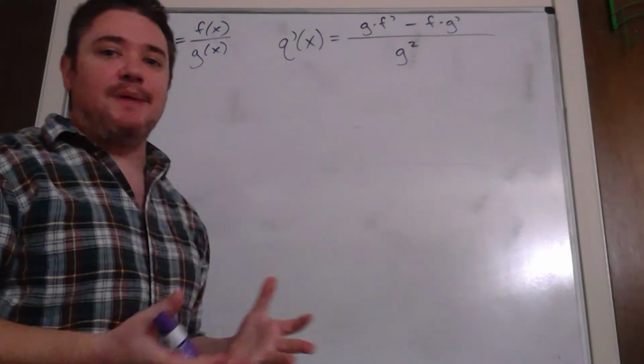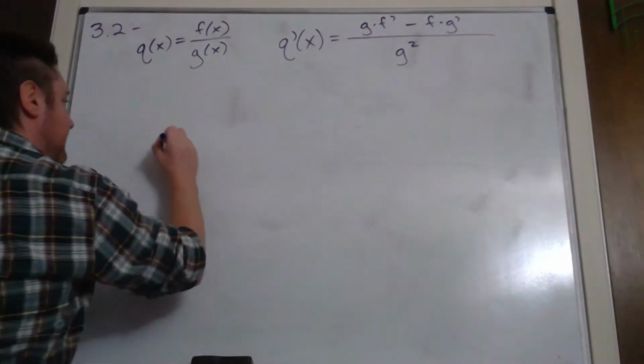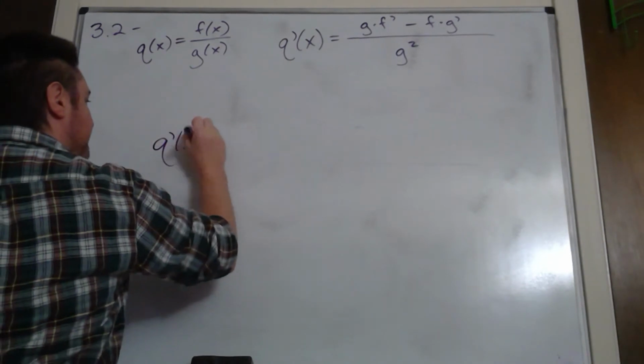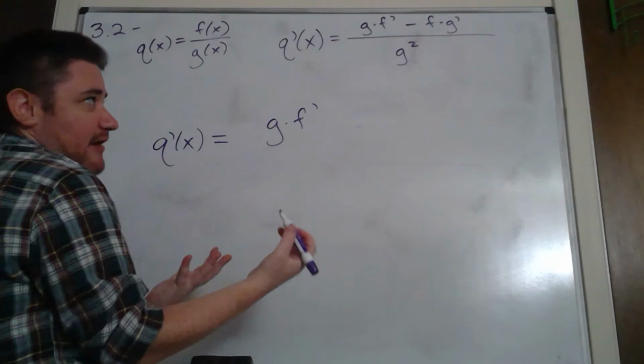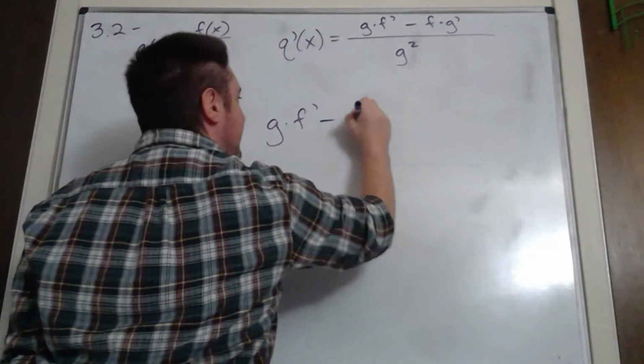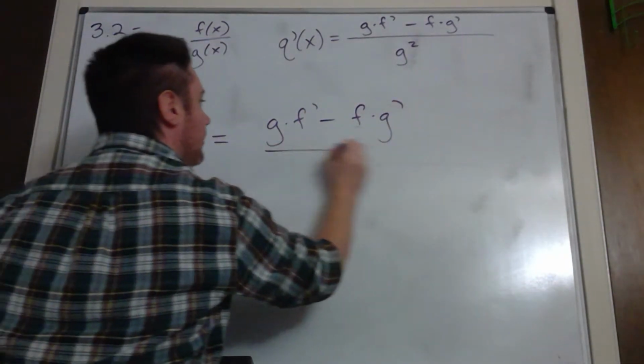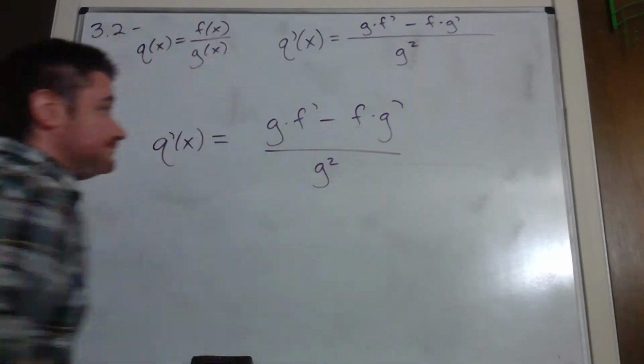All right, so now to include my little mnemonic device, I'm going to rewrite it down here, give myself a little bit more room. Q prime is the bottom, g f prime. The more we write it, the better practice. G f prime minus f g prime all over g squared.